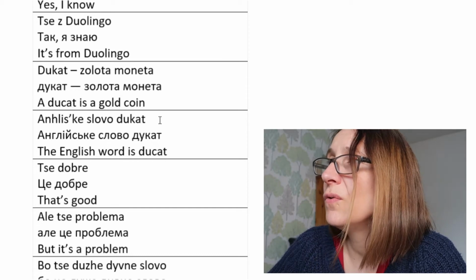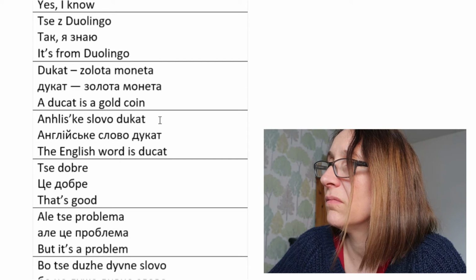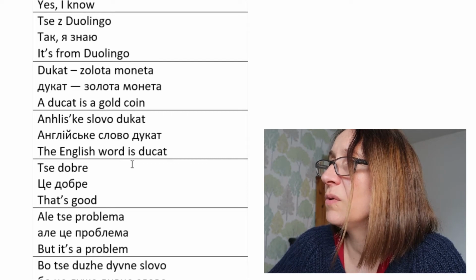Anglické slovo ducat. The English word is ducat.